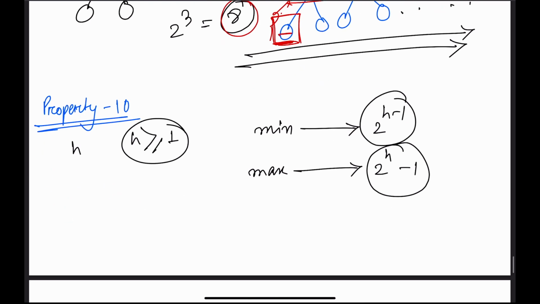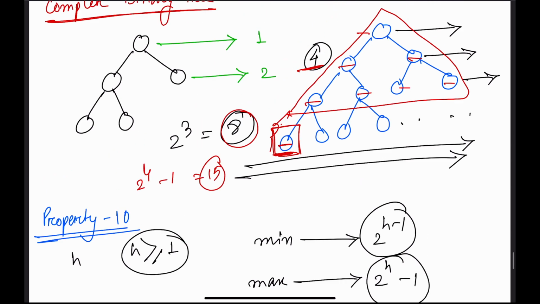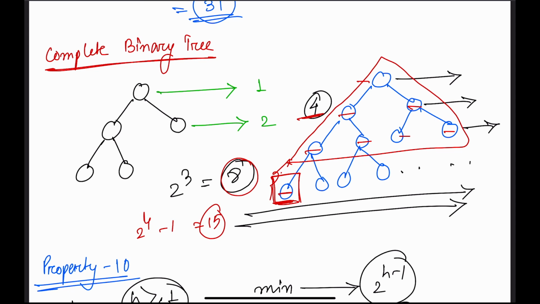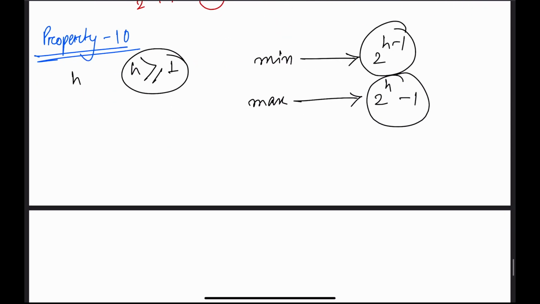Got it? So this is the minimum number, and the maximum number is 2 to the power h minus 1, which is 2 to the power 4 minus 1, which is 15. Obviously, here it is 7, and in the last level it is going to be 8. So 8 plus 7 is 15. That's it. So this is property 10. I hope these properties are clear. If you have any doubt, then let me know in the comment section, and I will try to answer your questions in a doubt clearing session.